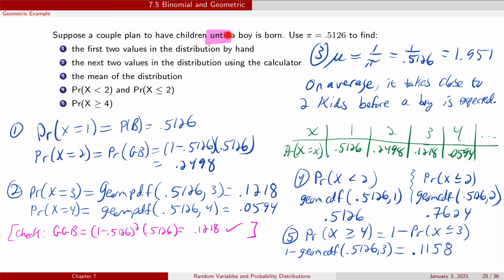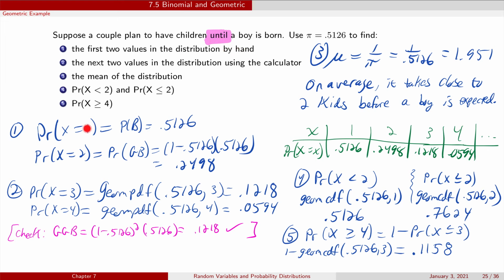So the geometric example is this. Suppose a couple plan to have children until a boy is born. Use probability of a boy equals 0.5126. So this word highlighted here is an indicator of why this is geometric and not binomial. The couple is going to continue to have children until success, having the boy that they're looking for, occurs. Find the first 2 values in the distribution by hand.